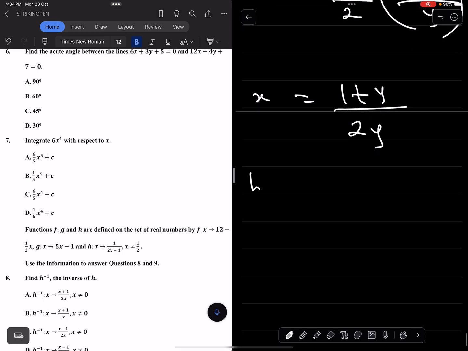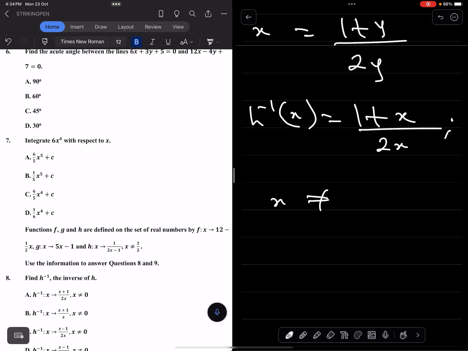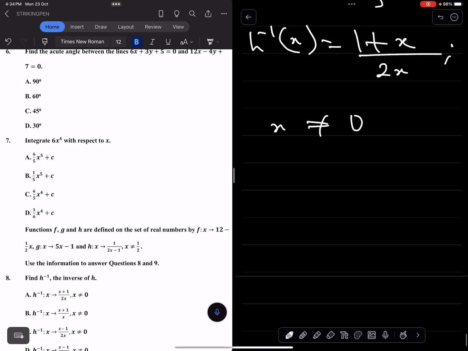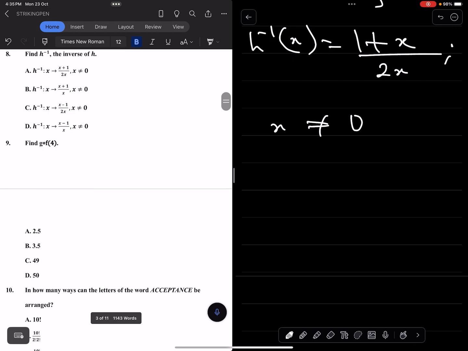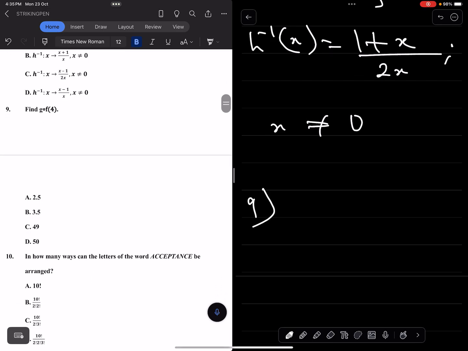Now, that therefore means the inverse of h is going to be equal to, just change all of the y's to x's. So that simply means 1 plus x over 2x, of course, where x is not equal to 0. And that's the inverse of h. And the correct option is A, x plus 1 over 2x, where x is not equal to 0. Now we go straight to the next, which is number 9.